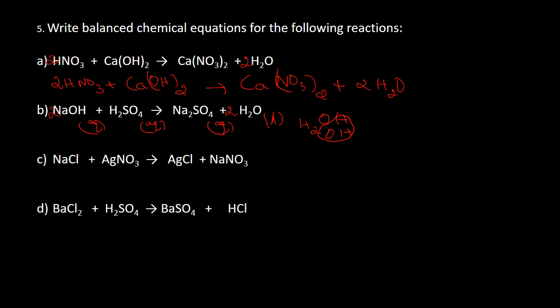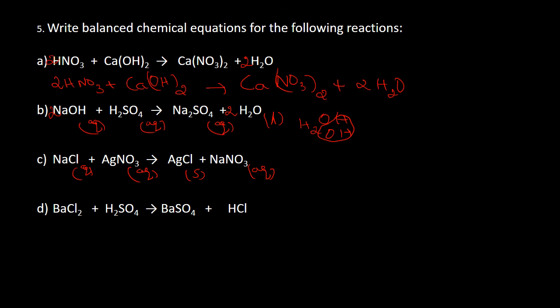Now the next question is NaCl plus AgNO3 gives AgCl plus NaNO3. Let us balance this first. NaNO3, AgCl, it is already balanced. What you have to mention here is the physical states. Sodium chloride is an aqueous solution, and this also is an aqueous solution. This is a precipitate, so you will mention it as solid, and sodium nitrate is an aqueous solution.